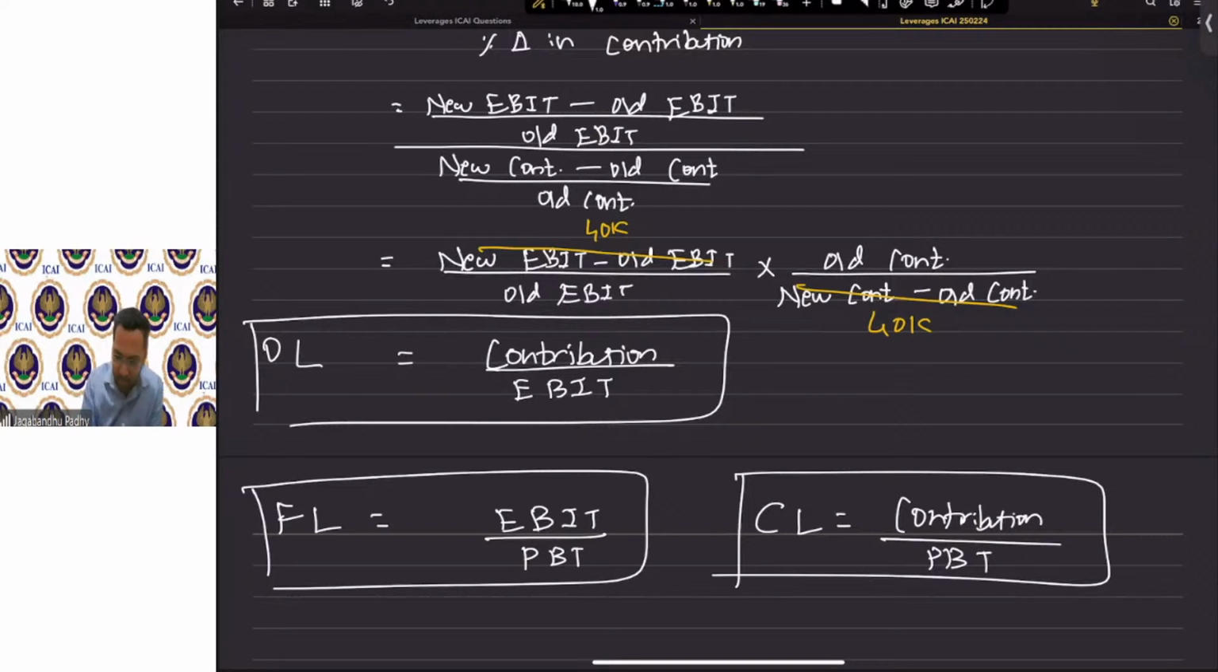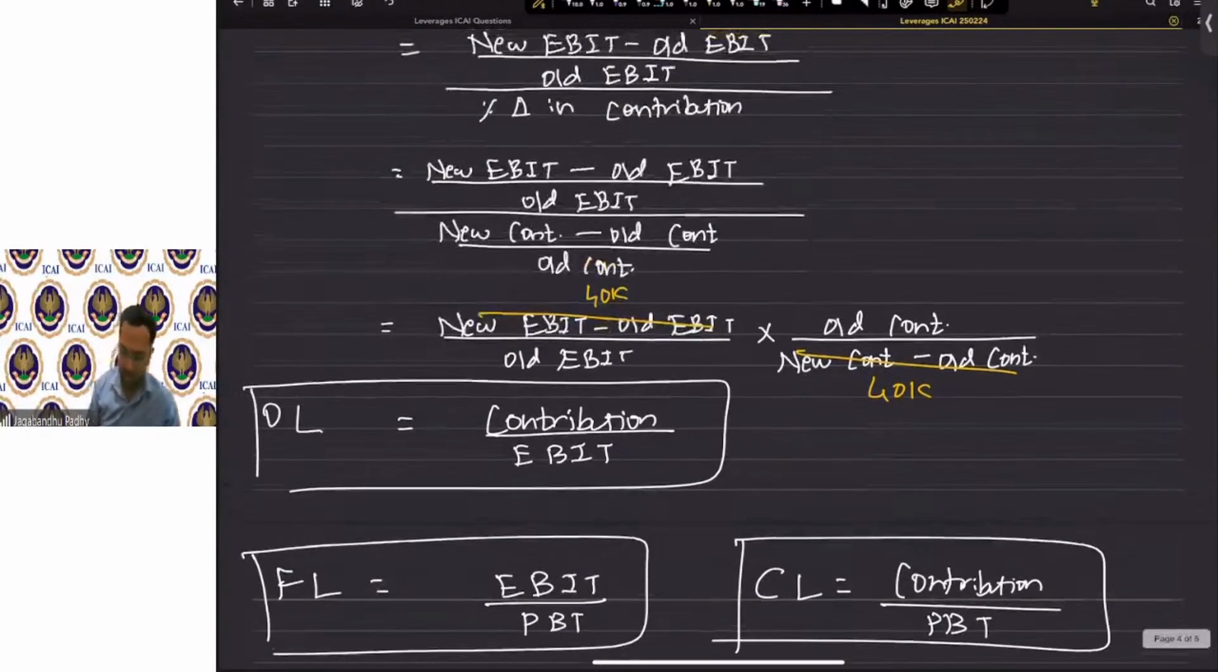Can we take sales in place of contribution? No, you cannot take sales in the numerator. Then you won't be getting a perfect answer. It will be a different answer, because if you're taking sales, then we couldn't be canceling these two parts, right? So it has to be contribution upon EBIT.